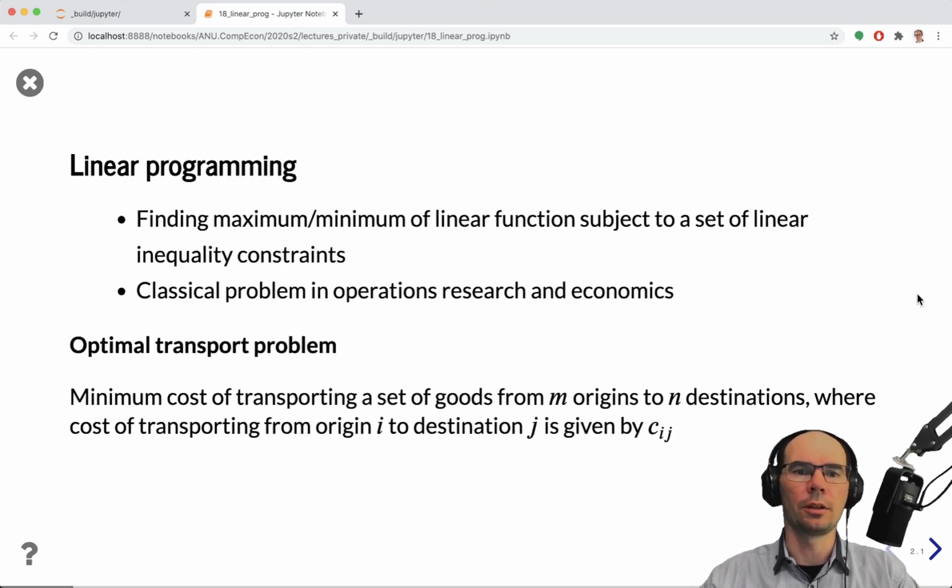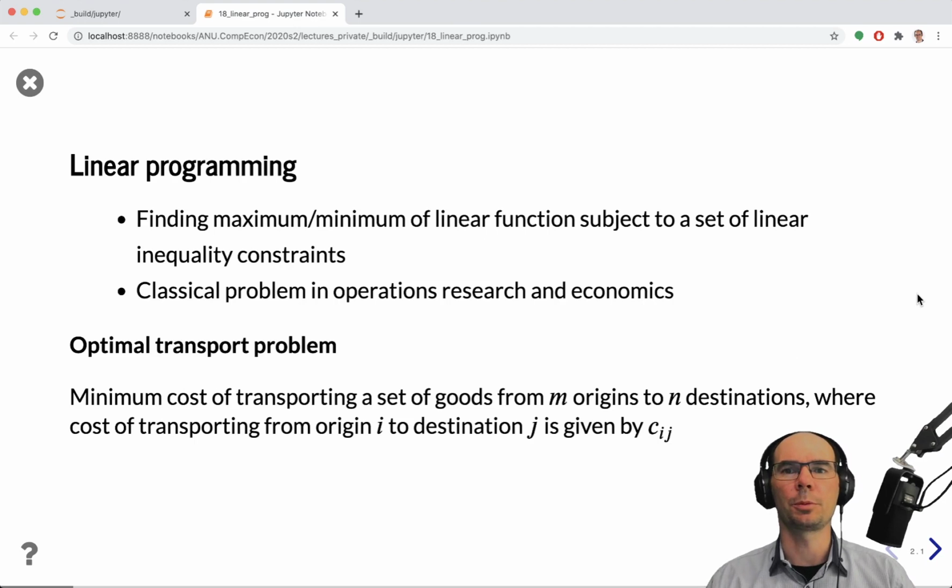Linear programming is quite an old field in economics, developed in the middle of the 20th century. It has to do with finding the maximum or minimum of a linear objective function subject to a set of linear inequality constraints. It's a very classical problem in operations research and economics. It was originally developed to find optimal allocation plans for resources in an economy, such as a planned economy.